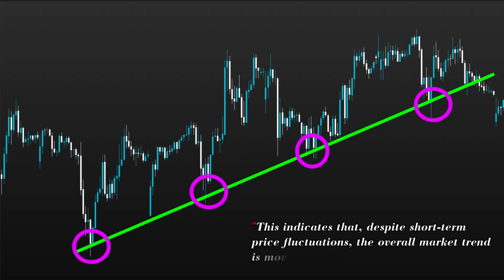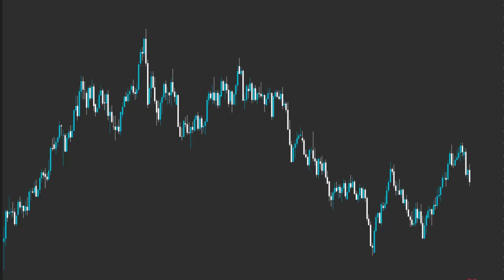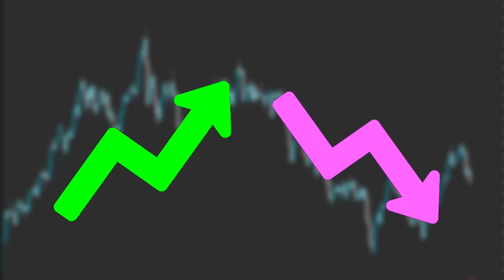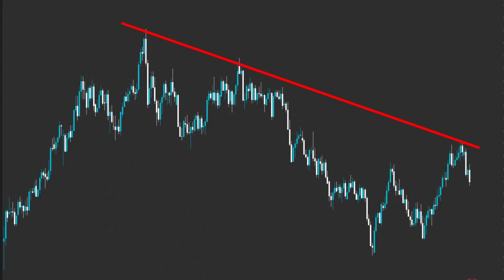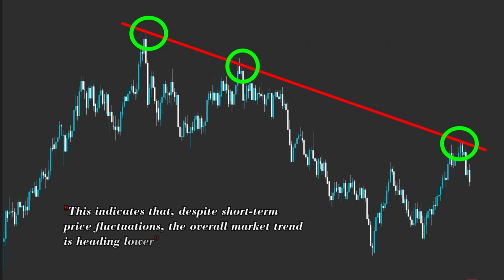Now let's consider the opposite scenario. On this next chart, we again see price fluctuations with movements both up and down. This time, when we draw a trend line connecting the swing highs, we see that it slopes downward. This indicates that despite short-term price fluctuations, the overall market trend is heading lower.